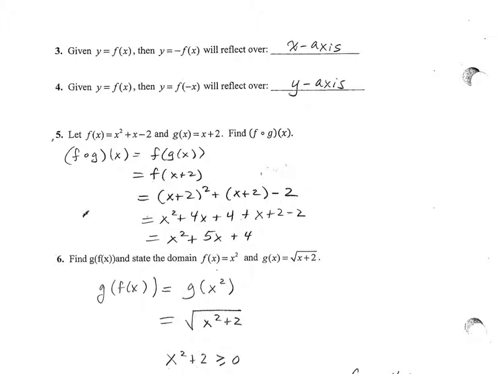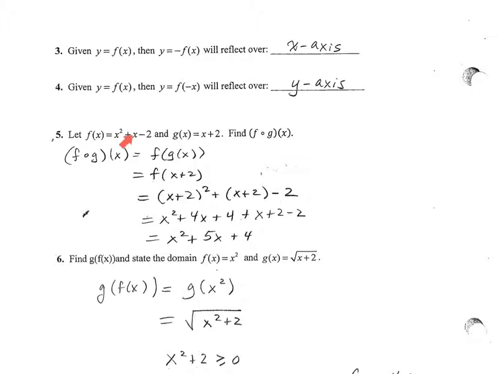Problem 5 gives two functions, f of x and g of x, and wants us to find f circle g of x. Well, remember, this f circle g definition is nothing more than the composite operation. We have to find f of g of x. Therefore, we need to plug g of x into this function f.